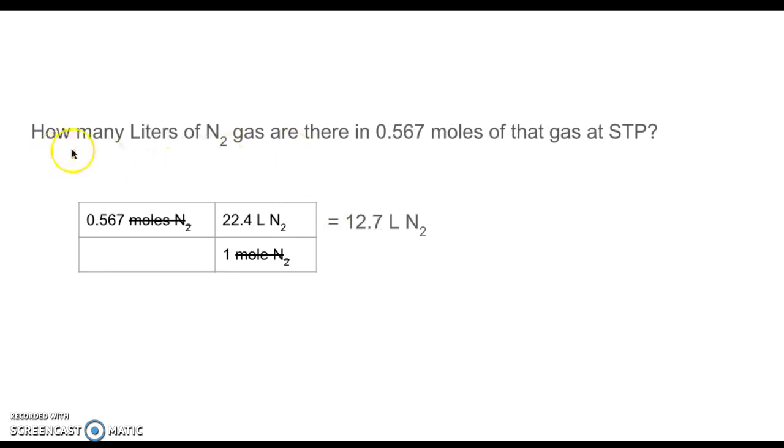Working it backwards, how many liters of N2 gas are there in 0.567 moles of that gas at STP? Again, write down my given, take my conversion factor, I put moles on the bottom so they cancel, and then I put 22.4 liters on top. I multiply across, and I round my answer to 3 sig figs, 12.7 liters N2. Again, try these in your calculator. If you don't get the same answers as me, send me a message.